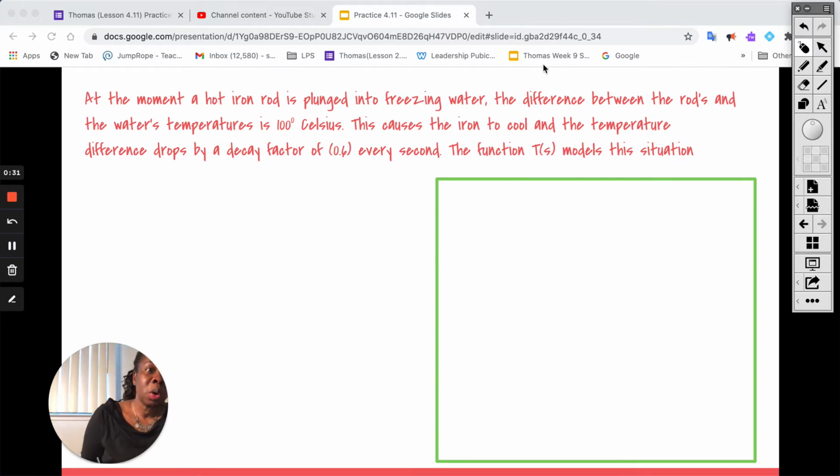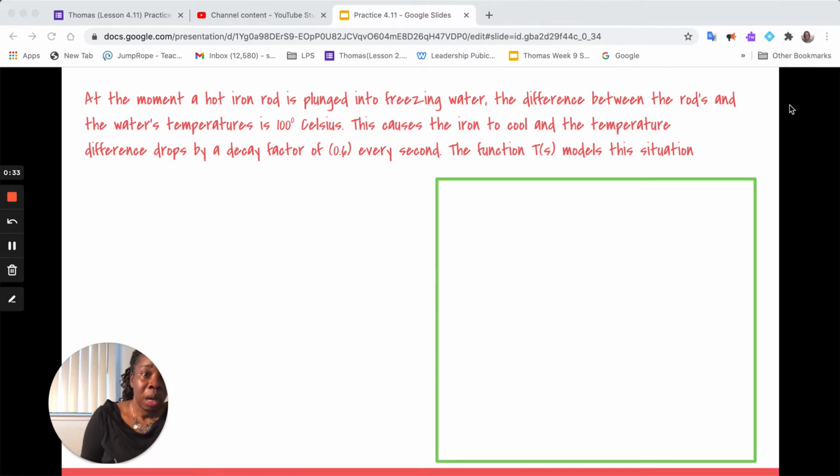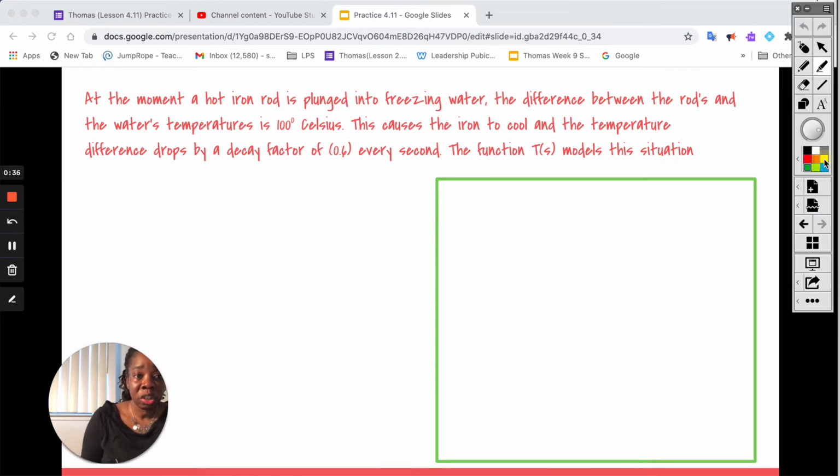So let's think about what we know so far about this situation. Well, we know that the initial temperature difference that was given is 100, and we know the decay factor to be 0.6, and that's happening every second, and it's modeled by a function T of s. So let's move on with this information.